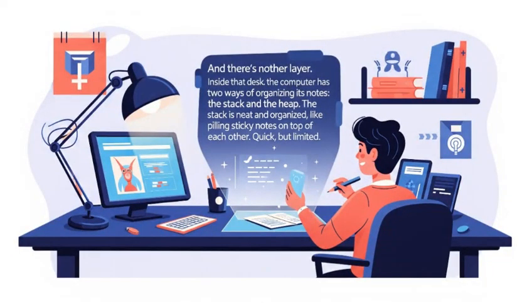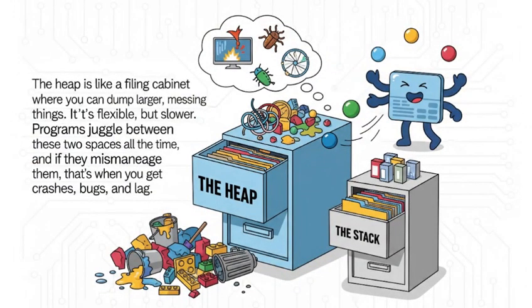And there's another layer. Inside that desk, the computer has 2 ways of organizing its notes, the stack and the heap. The stack is neat and organized, like piling sticky notes on top of each other, quick but limited. The heap is like a filing cabinet where you can dump larger, messier things. It's flexible but slower. Programs juggle between these 2 spaces all the time, and if they mismanage them, that's when you get crashes, bugs, and lag.